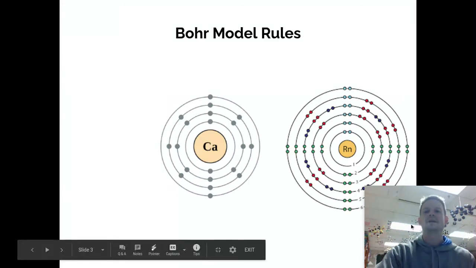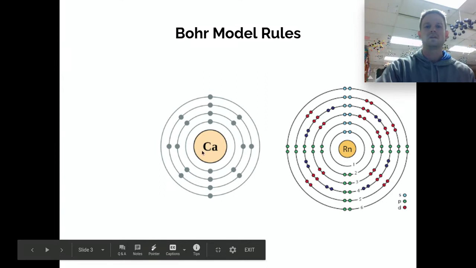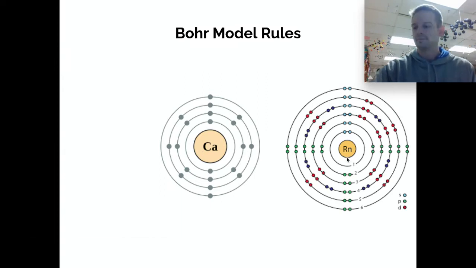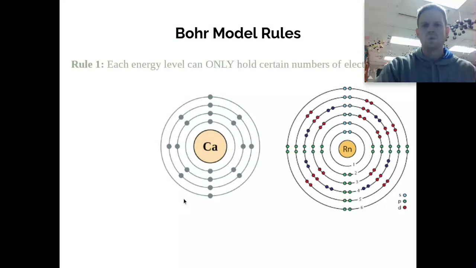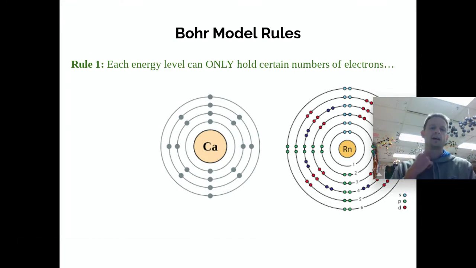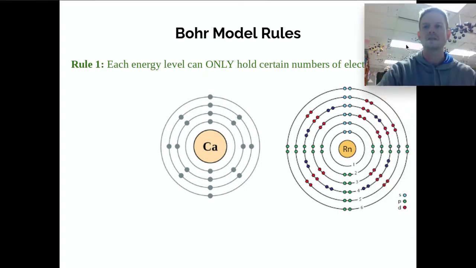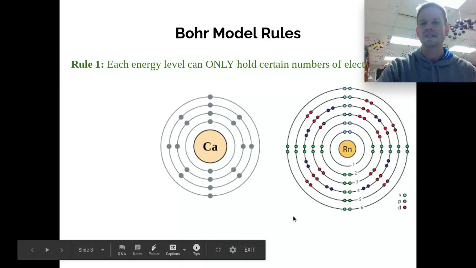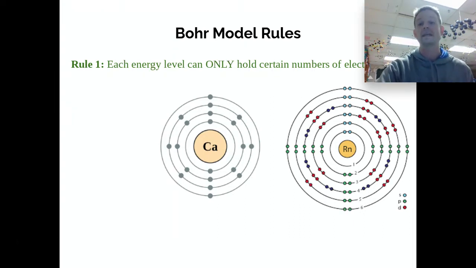And we can see some models right here of calcium and radon, from fairly simple to really complex. What we see right here is one of the rules that Bohr came up with: each energy level can only hold a certain number of electrons. Each energy level can only hold a certain number of electrons. So when we look here, we can see that pattern starting out. One shows them just separate all around, and what we're going to find out is they group up into pairs. In Bohr's model, it doesn't matter. As long as we get the right number at the right level, we're good to go.